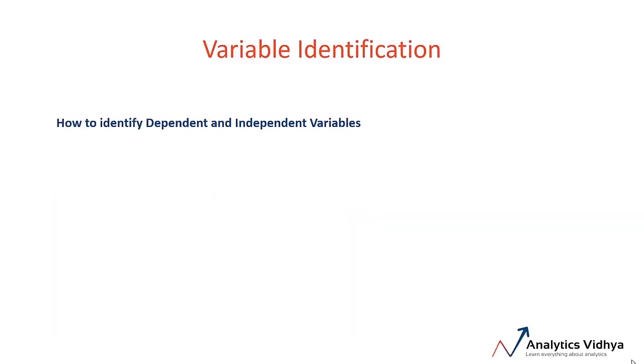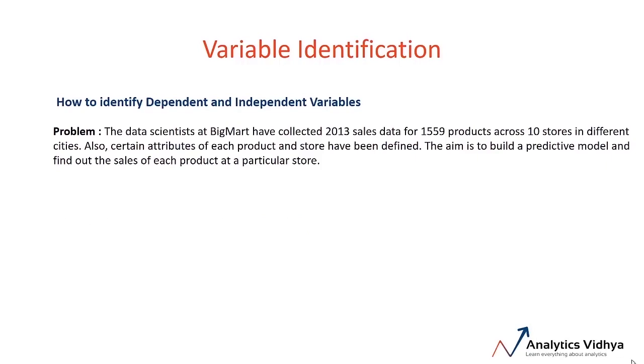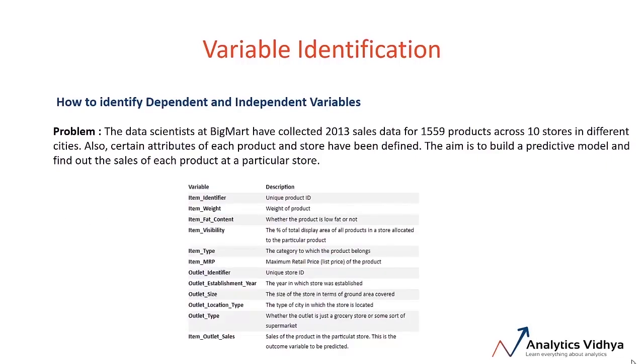So how do you identify dependent and independent variables? They can only be identified from the problem description at hand, and there is no other way to identify these attributes. Let's look at this problem statement and the data dictionary which supplements this problem description. Can you identify which variable is an independent variable and which variable is a dependent variable from this problem description?